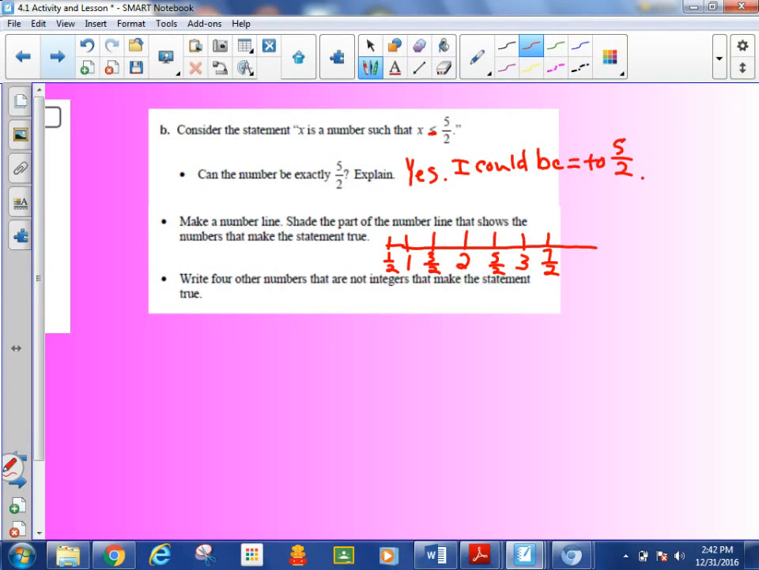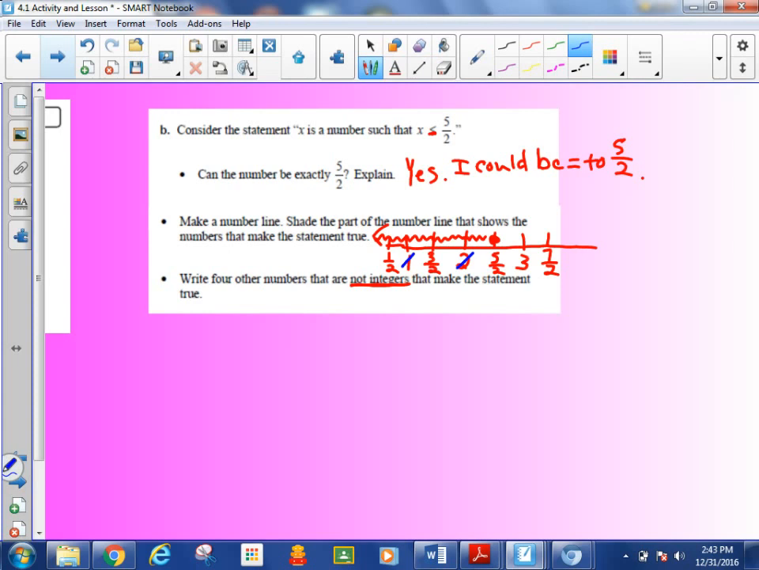Now they wanted us to shade the part of the number line that shows the numbers that make the statement true. So x is less than or equal to 5 halves. So that could include 5 halves. Less than 5 halves would fall this direction. So 2 would be less than 5 halves, 3 over 2, 1 half, anything that is falling to the left of that point. It says write 4 other numbers, once again, that are not integers. So we don't want the whole number ones. So I'm not going to include this one or that one, that make the statement true.